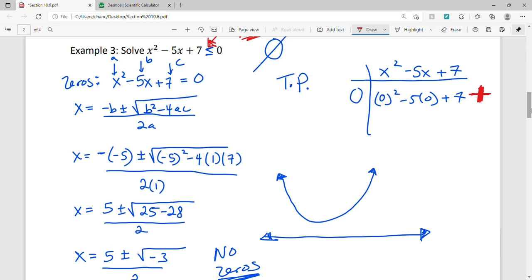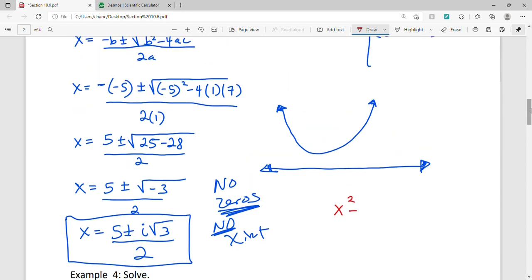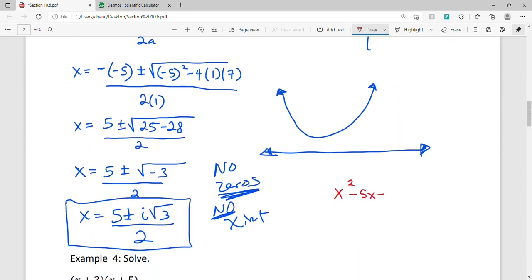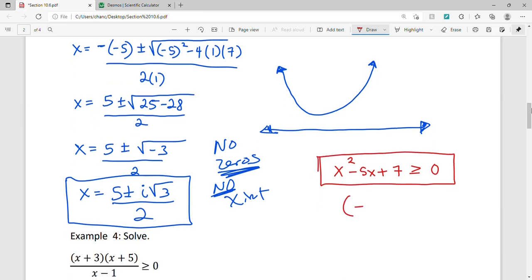If, however, I change the question and ask you x squared minus 5x plus 7 is greater than or equal to 0, right? If I ask you that question, when is this graph above the x-axis? Well, it's going to be above from negative infinity to infinity because it has no zeros.